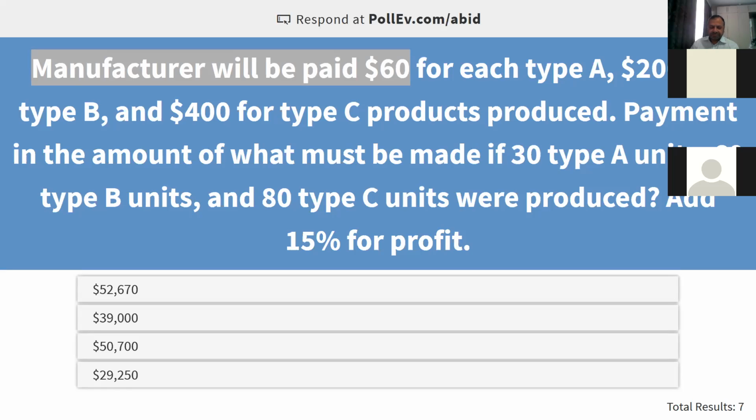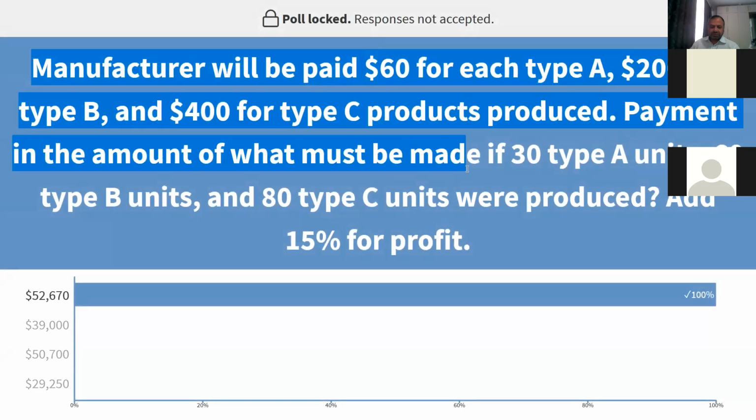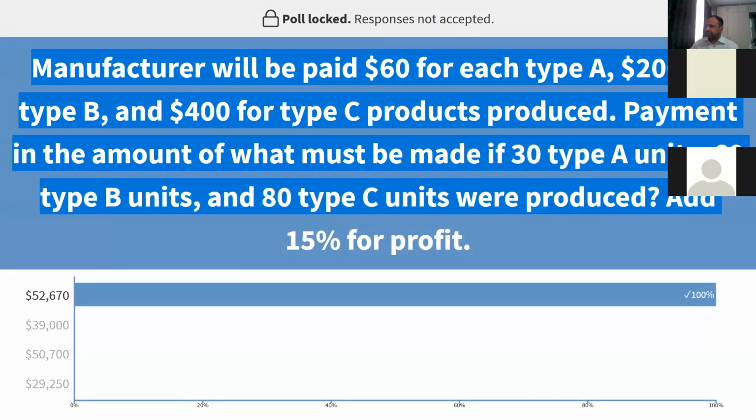So any more answers? In this case, what you have to do is just multiply. For example, 30 type A, so what is the price for 30 type A? 30 times 200, and then 60 times 400. This is the first part of the answer, and then in the end you add 15% for the profit. So everyone has answered it correctly.